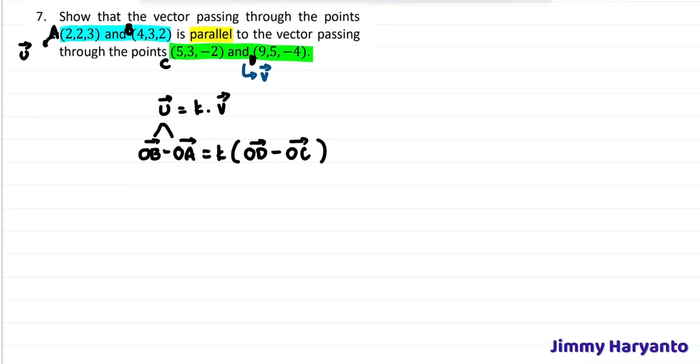That means we have to find the K. If the value of K for both components is the same, that means they are parallel. If the value of K for both components is not the same, that means the vectors are not parallel.